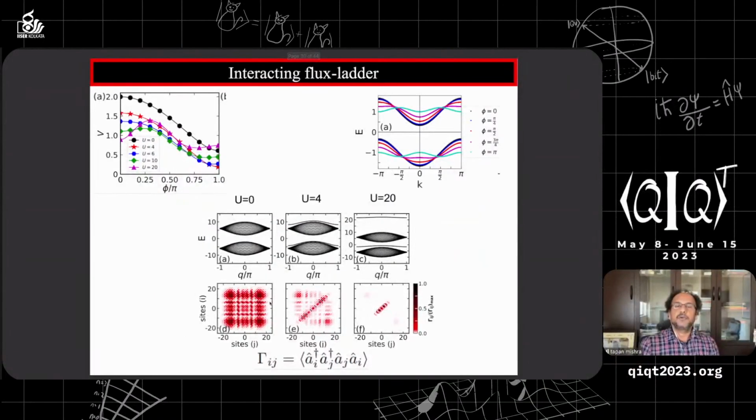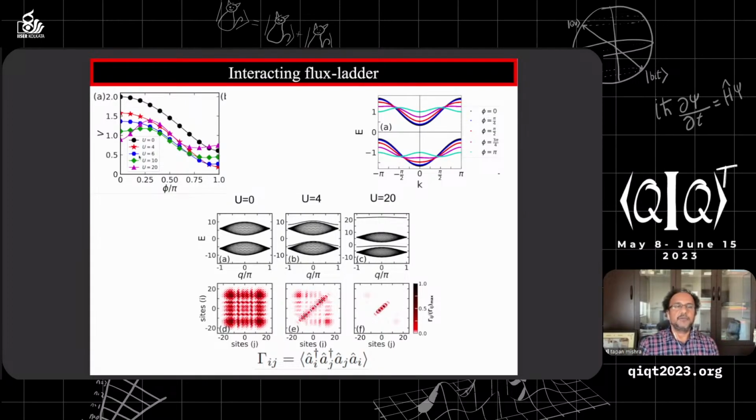To understand this, one can look at the single particle band here, and you can see that when U equals 0, the particles behave like single particles, and as the flux increases in this case, you see that the band becomes flatter and flatter. This one is for zero flux, and gradually when phi increases, you see the band is flattening out, and therefore the dynamics become slower. So therefore it goes from fast to slow.